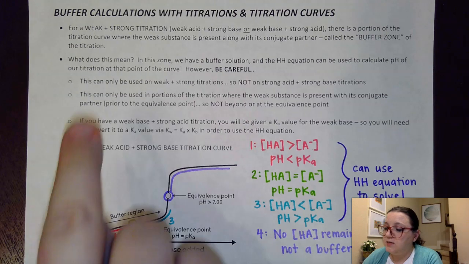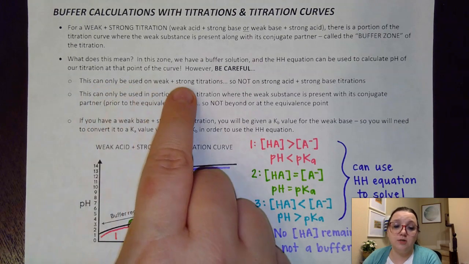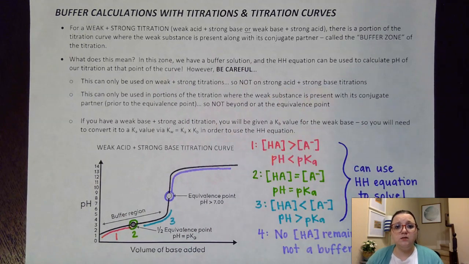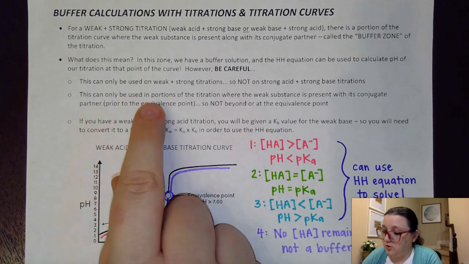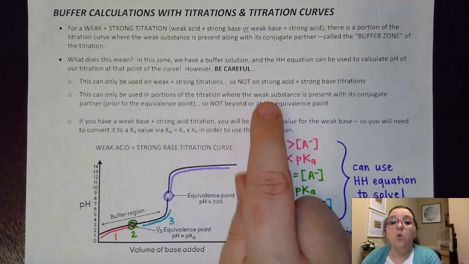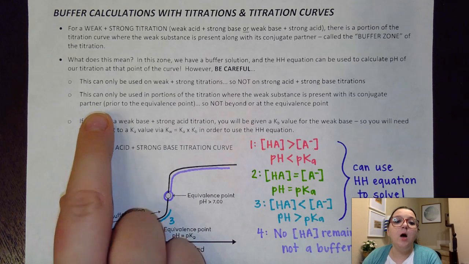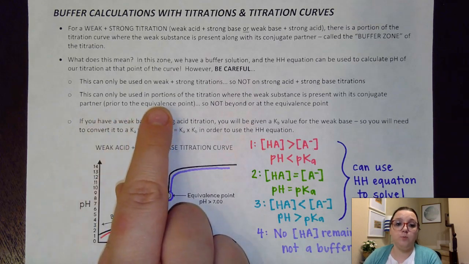First off, this only can be used on weak plus strong titrations. It cannot be used on strong acid, strong base because those never have a buffer present. You never have a weak substance with its conjugate pair. You can't use it. Now, this can only be used in portions of the titration where the weak substance, either the acid or base, is present with its conjugate partner. So anything prior to the equivalence point.